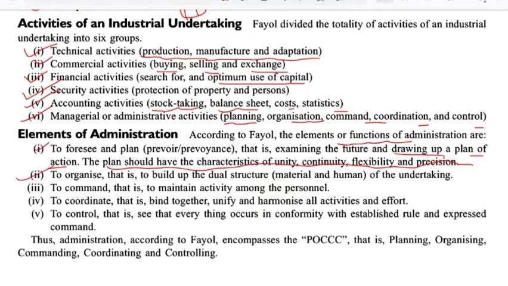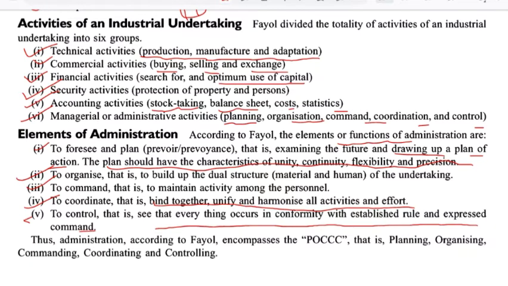Then we have to organize, that is to build up a dual structure, material and human, of the undertaking. Then to command, that is to maintain activity among personnel. Command should be given to the personnel to maintain activity among them. To coordinate, that is to bind together, unify and harmonize all activities and efforts. To control, that is to see that everything occurs in conformity with established rules and express command.